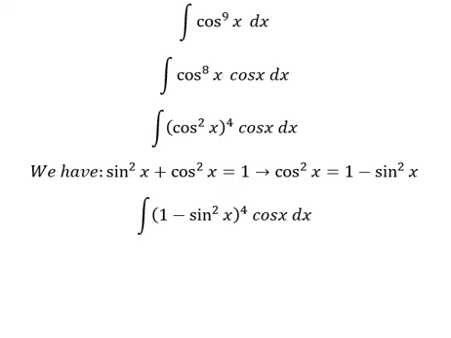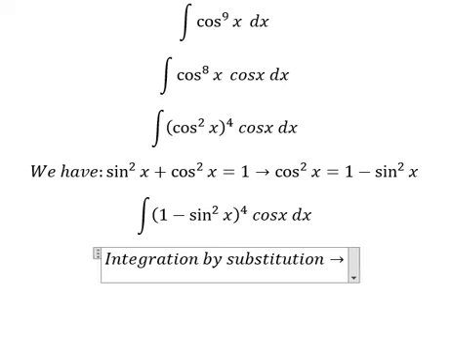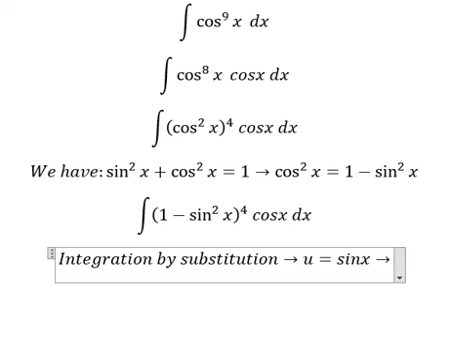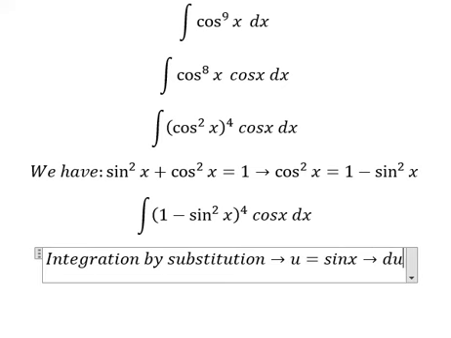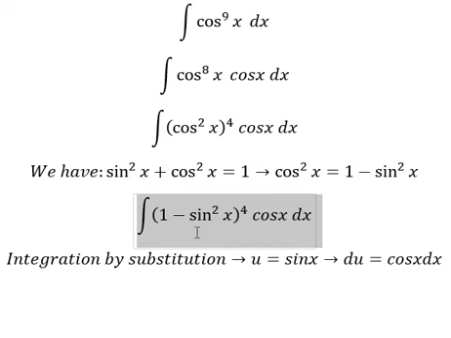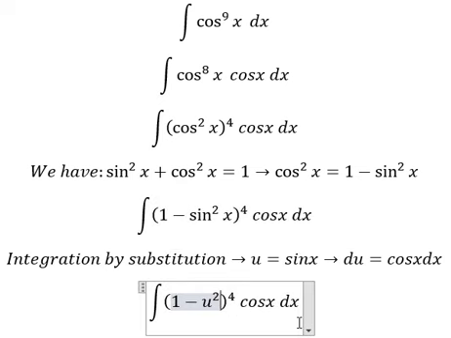Next, we need to use integration by substitution. So I will put u equal to sine x. If we first take the derivative of both sides, you get du equal to cosine x dx. So this one we change to u squared, and cosine x dx we change to du.